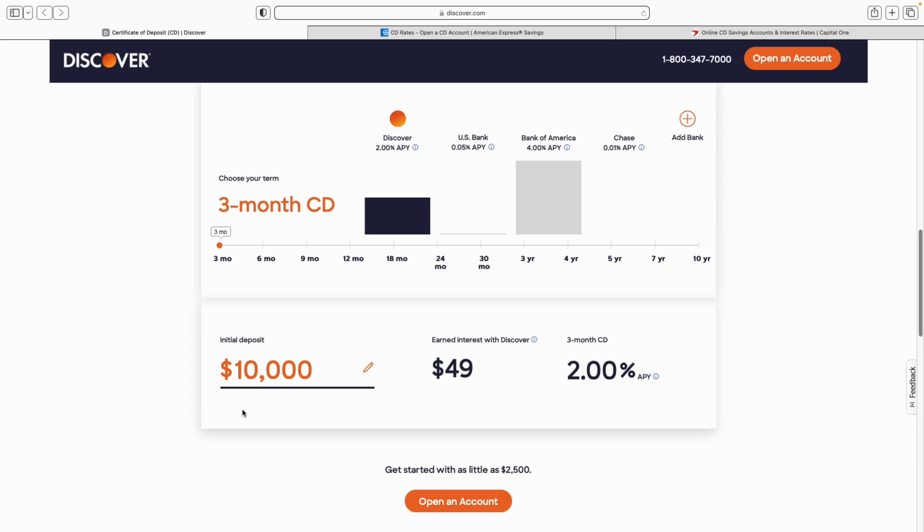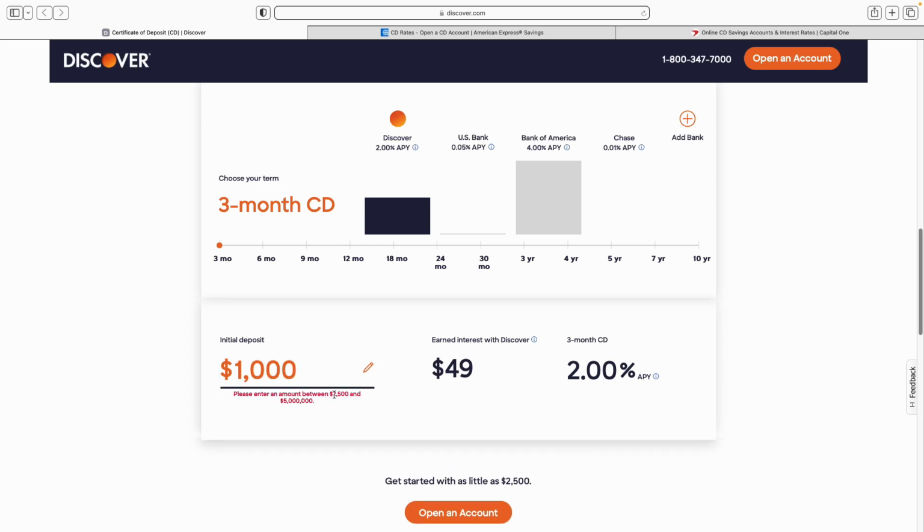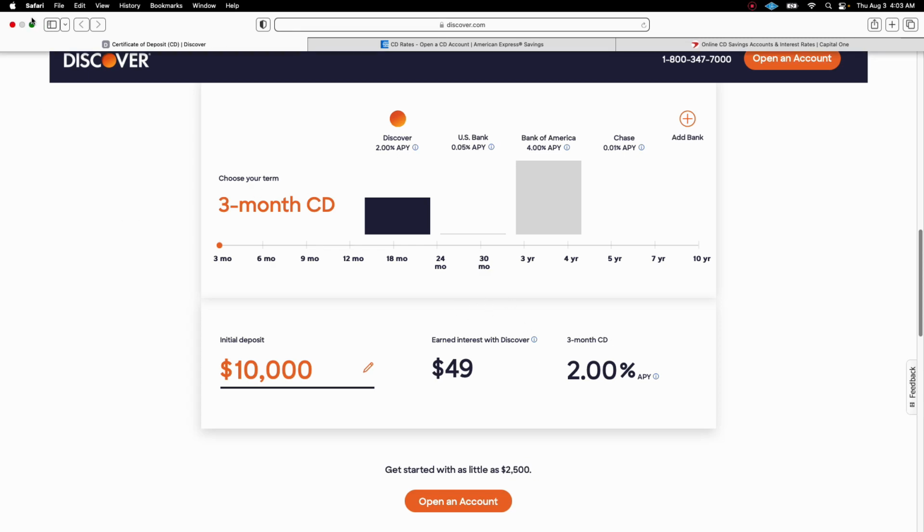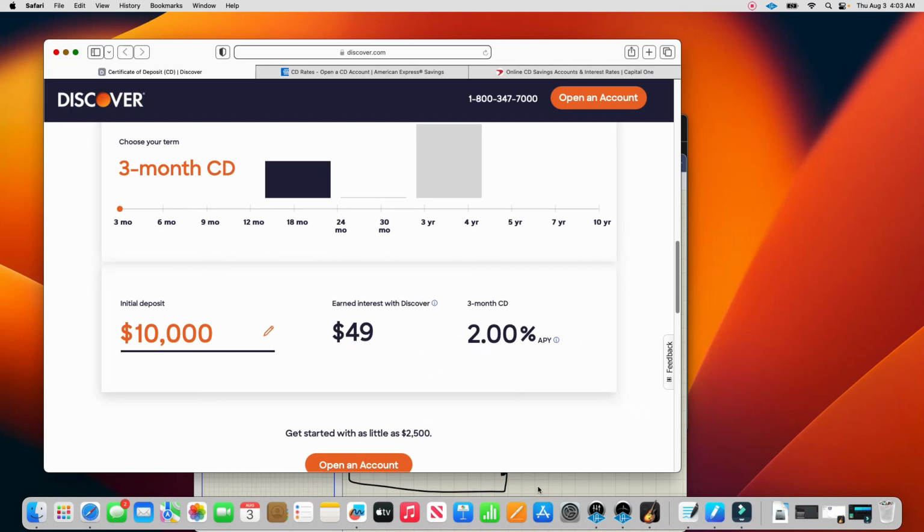Okay, 3 months. So if you have $10,000, the APY is 2% now. And so you might think logically that you multiply 10,000 times 2%, and then that will give you how much you will get in 1 year. Let's go with 1,000. Oh, no, you can't, because the minimum is 2,500. Look, it's going to say the minimum deposit should be 2,500 with Discover. What I'm trying to show you here actually is, let's go back. Okay, before we answer that question fully.